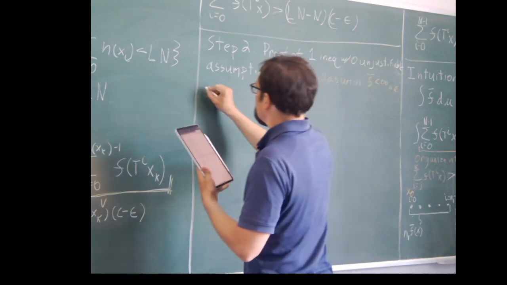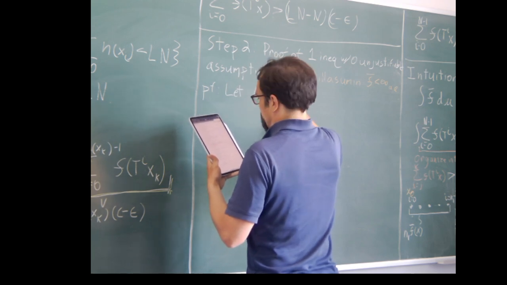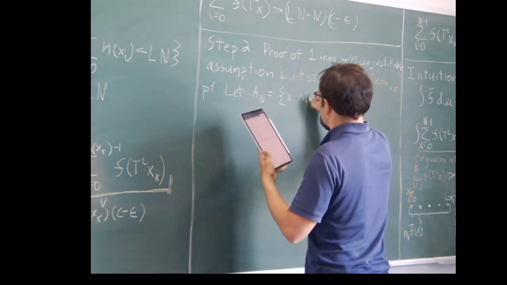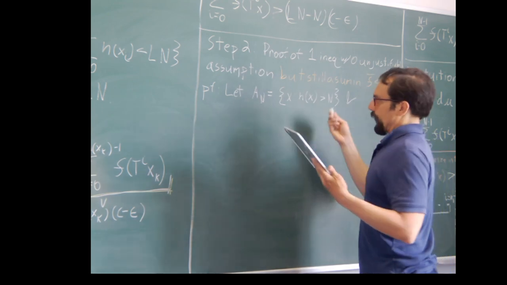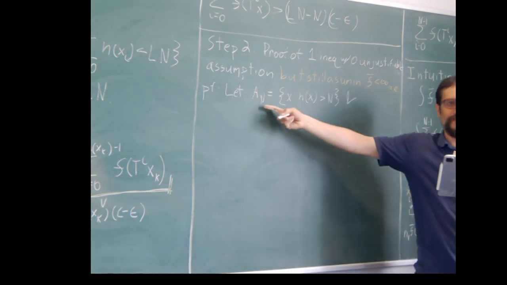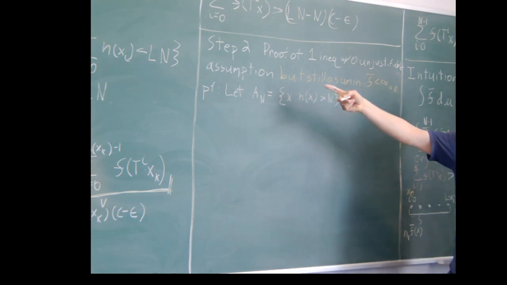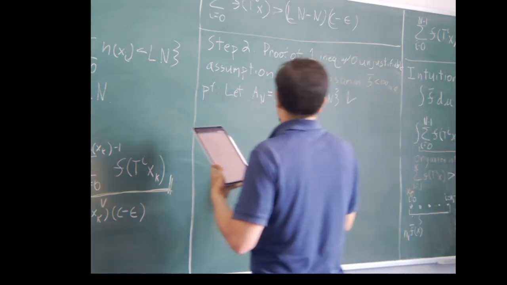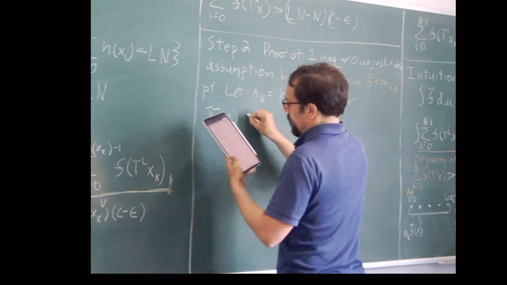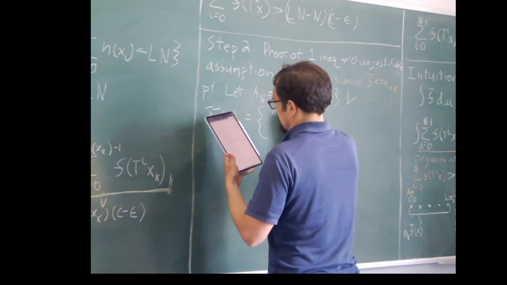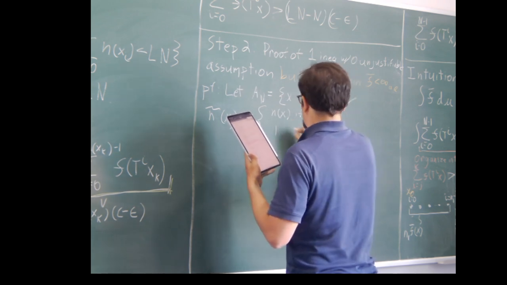Let A sub N be equal to the set of x so that n of x is greater than N. Let's observe that the measure of A sub N goes to zero as capital N goes to infinity. Is everyone happy about that? And let n tilde of x be equal to n of x if x is not in A sub N, and 1 else.